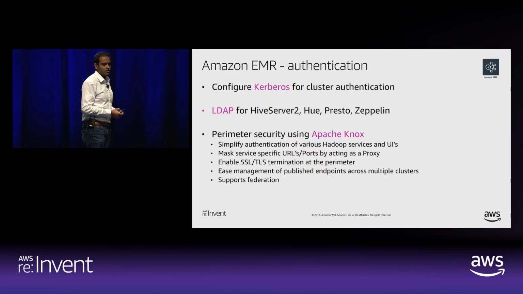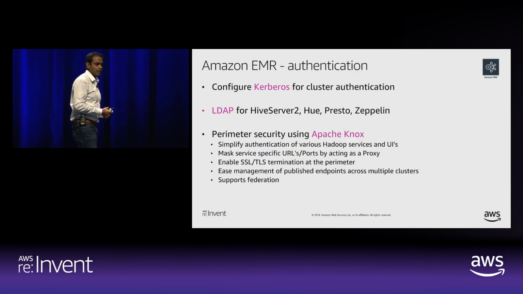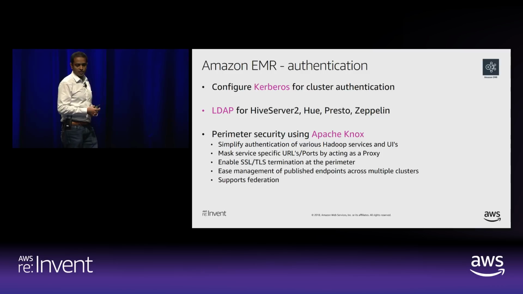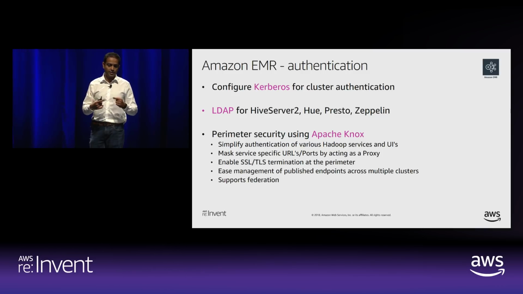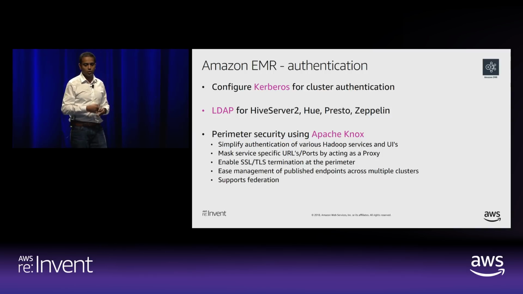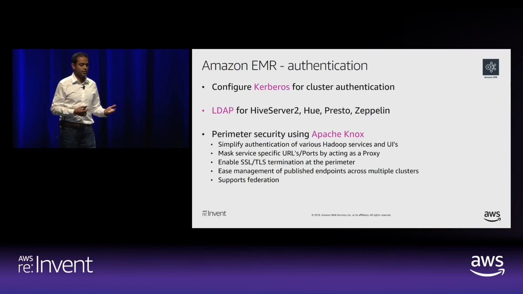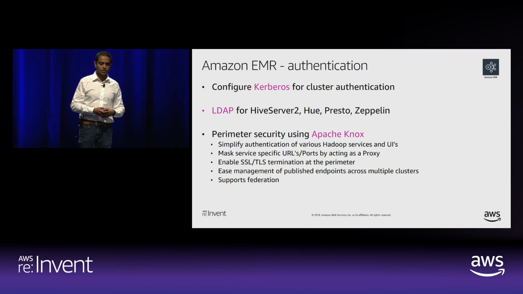Apache Knox is a service that lets you simplify authentication for various UIs. So think about Resource Manager. Think about your Spark UI pages that have to be secured, and you want to actually federate that to make sure that the AD logins can actually work when users are accessing that URL. Also SSL termination at the perimeter, things you could do with enabling Apache Knox.